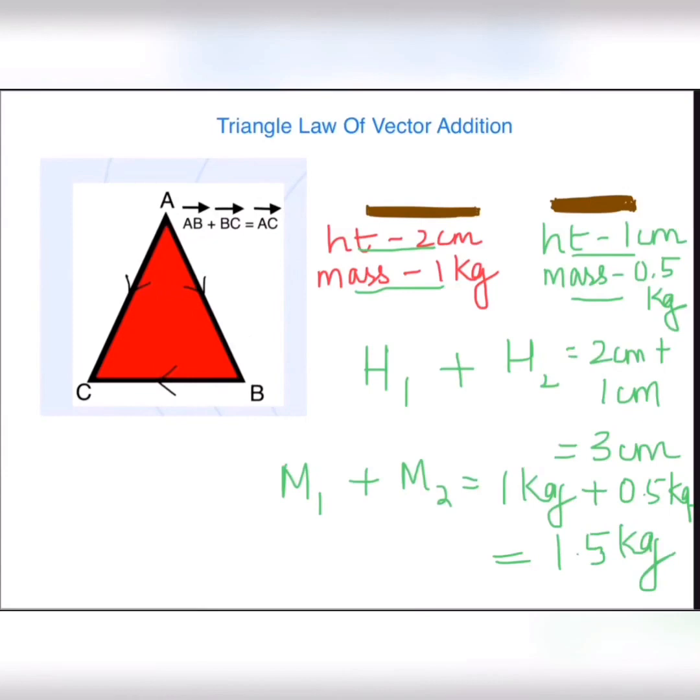Suppose I ask you a question. Can we add the height of the first stick, h1, with the mass of the second stick, m2? This is not possible, because in scalar addition the units of both the scalars should be the same.